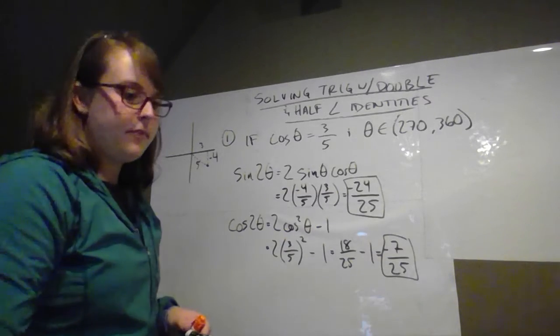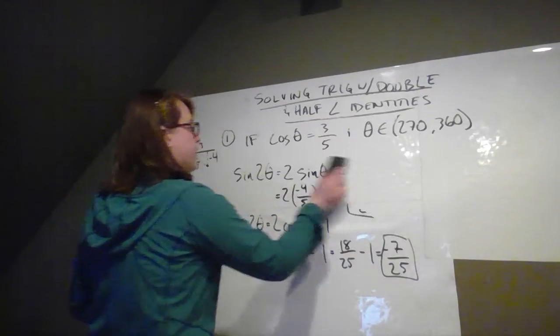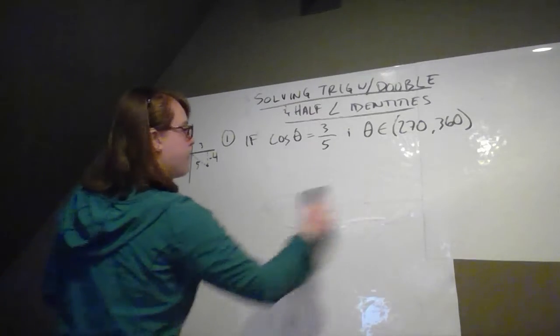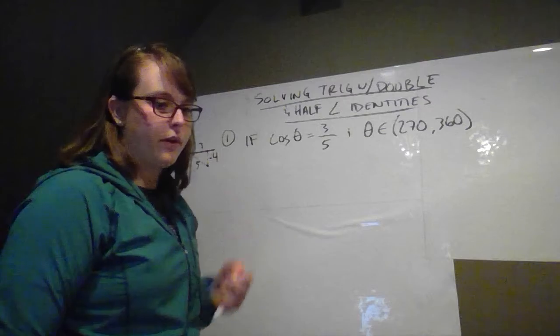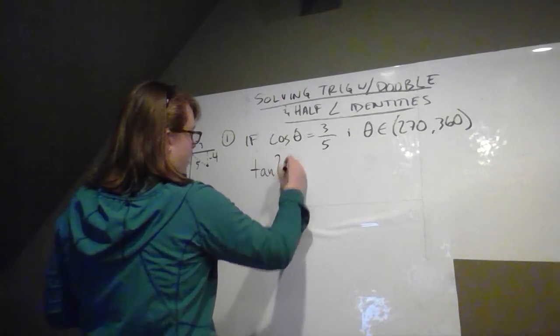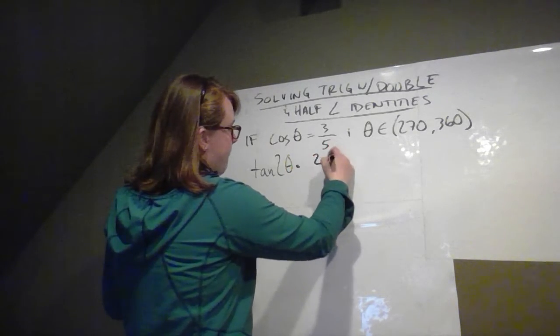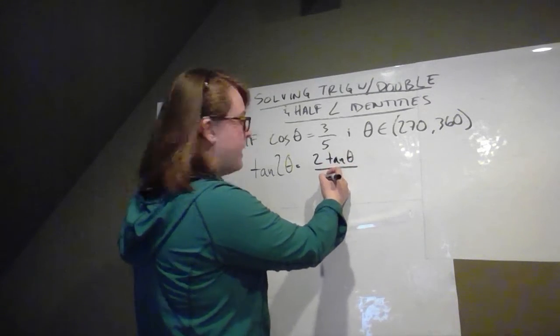Okay. Now let's find tangent of 2 theta. Okay, so tangent of 2 theta, we only have one equation for this. It is 2 tangent theta over 1 minus tangent squared.